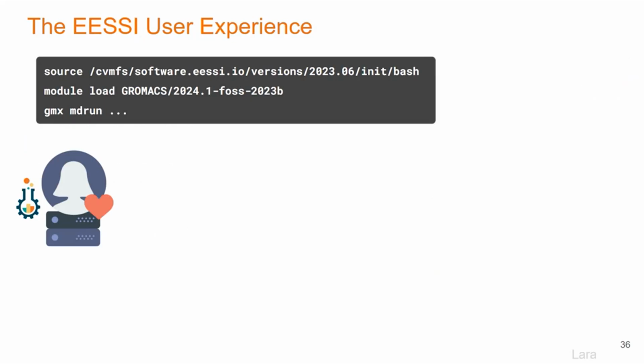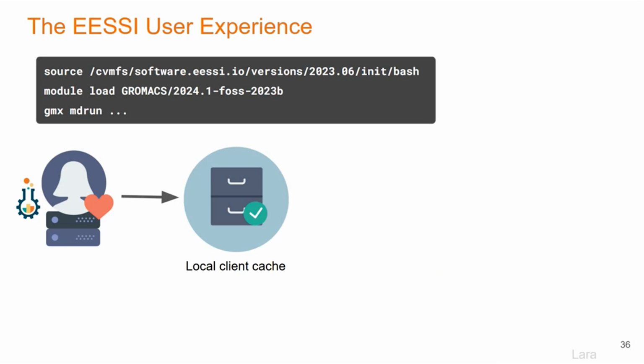So what does the EESSI experience look like? The only thing you have to do to get EESSI available, if CernVM-FS is installed, is run the command on top, which is source /cvmfs/software.eessi.io/versions/2023.06/init/bash. And then the file system becomes available. So it sees what the file system is, but the modules are not yet available on your system.